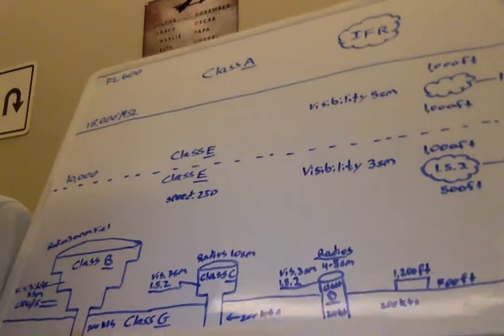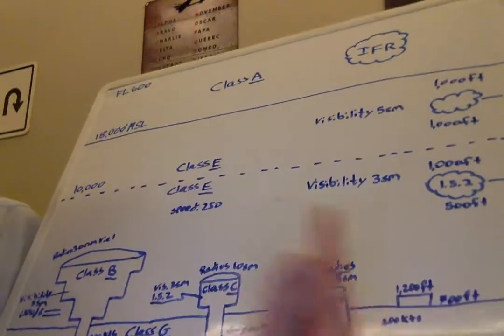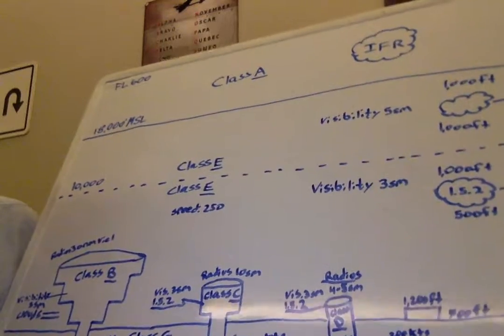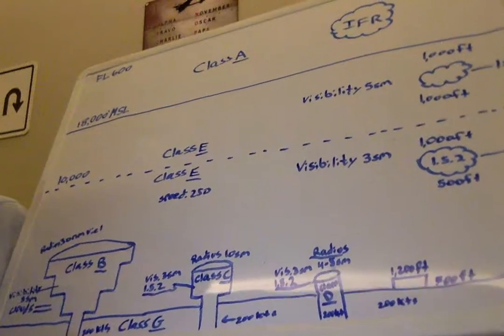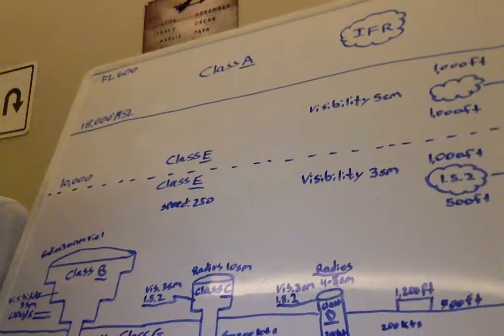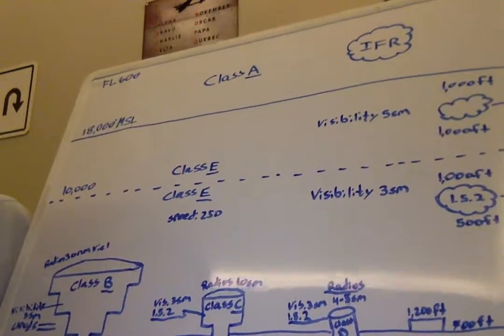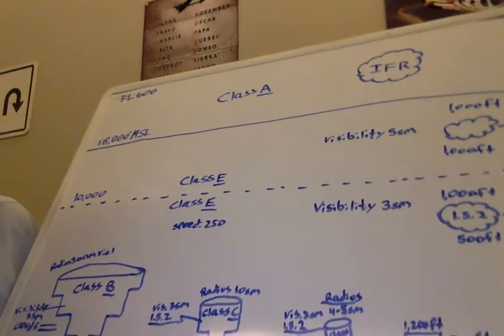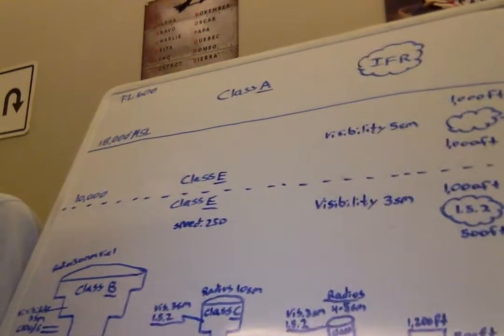The visibility rules within it, the weather minimums, are the same as the 152 rule. So you need to be 1,000 feet above the clouds, 500 below, and 2,000 feet horizontal. And you need 3 statute miles visibility to be able to fly within Class D airspace VFR.